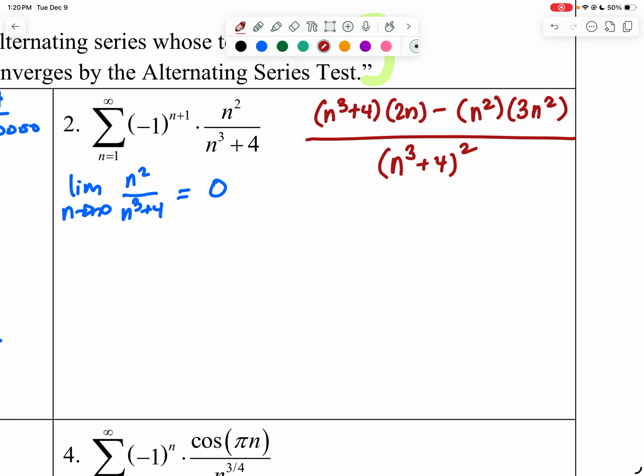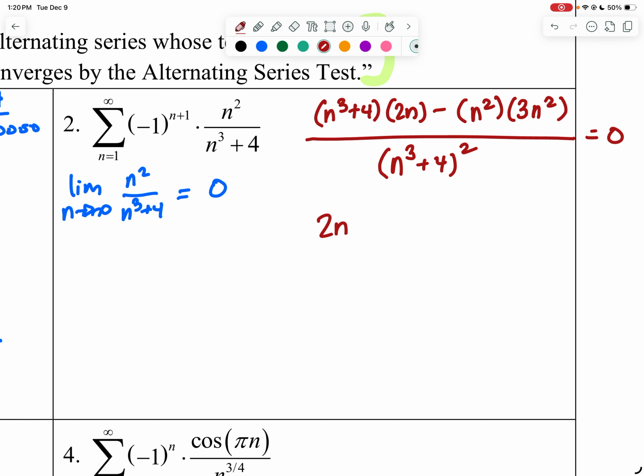The good thing about this is that the denominator is always positive, because n cubed plus 4 square, that's always going to be positive. So I'm only going to be focusing on the top part right here, and I got to simplify that. And that's going to help us find our critical points.